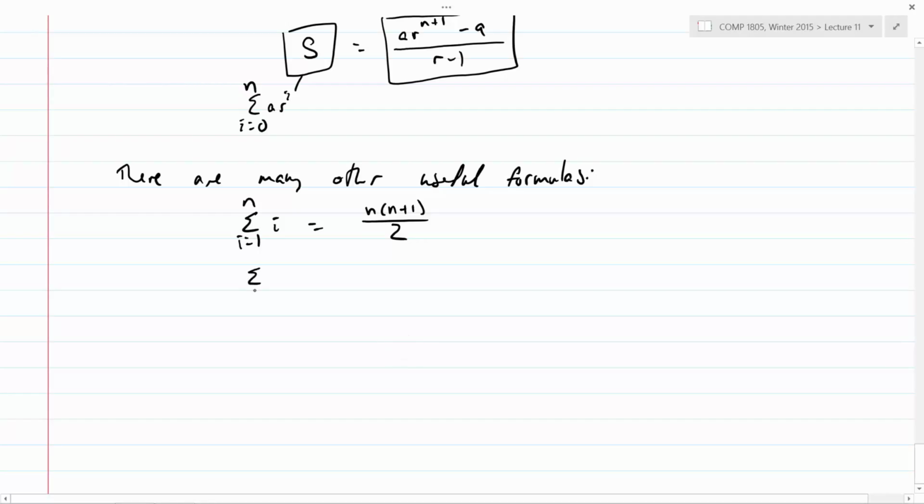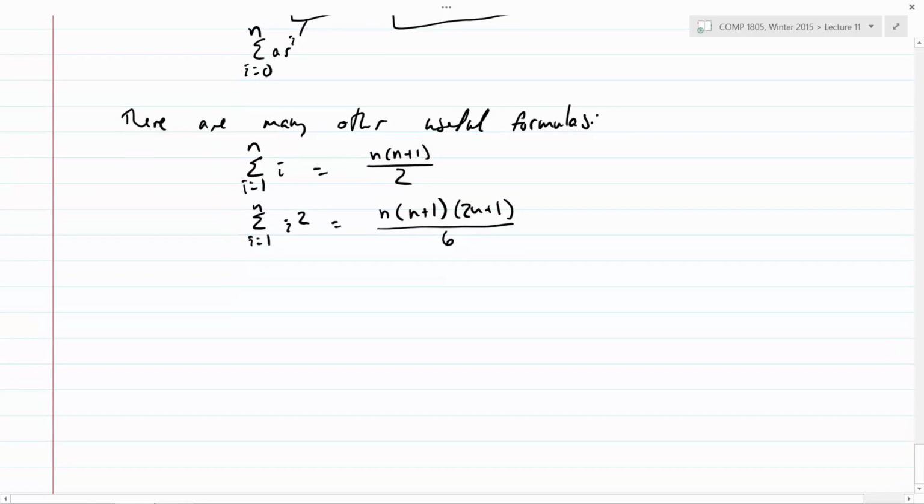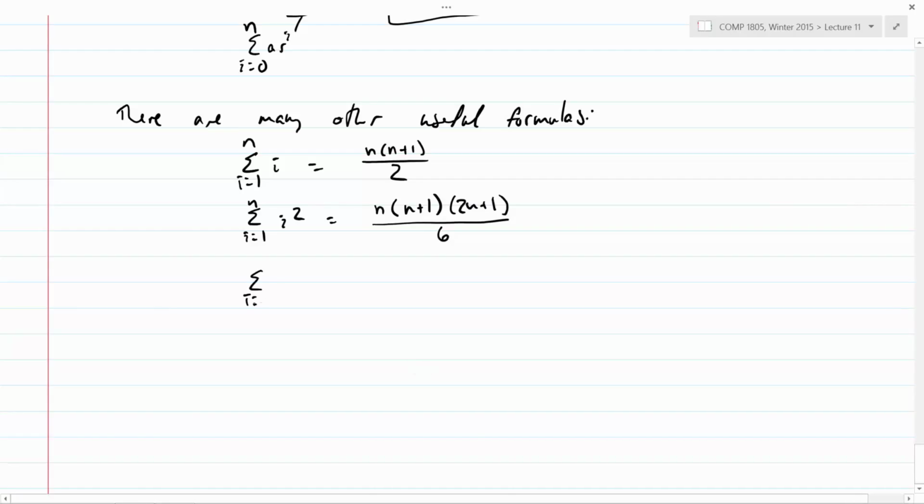Another one is the sum from i equals 1 to n of i squared, so the sum of the first n squares, that's equal to n times n plus 1 times 2n plus 1 over 6. That's a handy one, and we'll learn how to prove this too. The sum from i equals 1 to n of i cubed is equal to n squared times n plus 1 squared over 4. And you might notice that there's a relation between that and the first one.